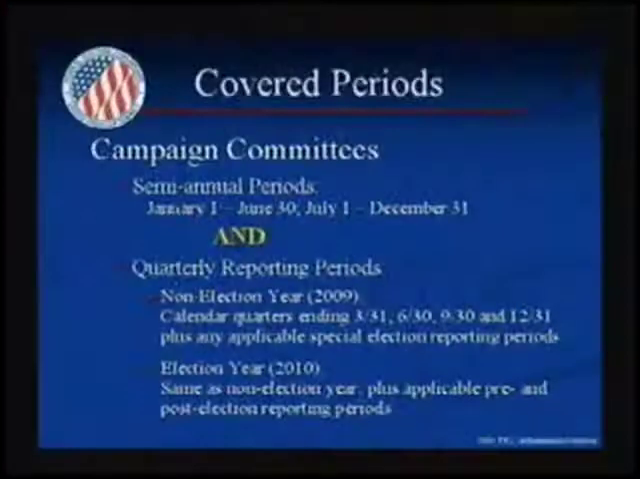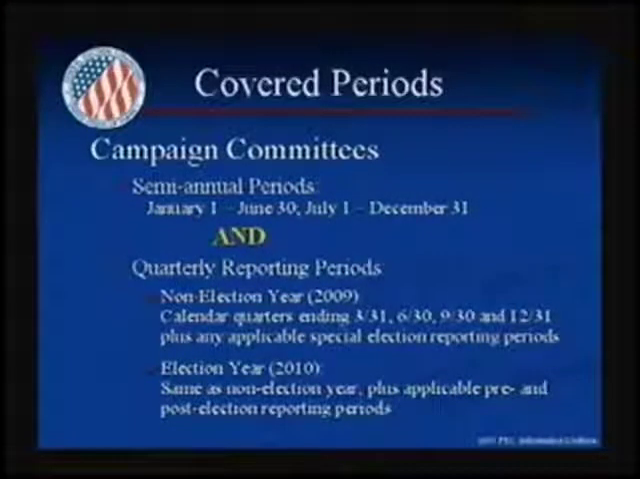Let's talk about campaign committees first. These are campaign committees that are filing on a quarterly basis. So their covered period would include the semi-annual periods, and those are just the 6-month periods, the January 1st through June 30th period, then the July 1st through December 31st. Okay, those are the 2 semi-annual periods. But the covered period for the Form 3L also covers the quarterly reporting periods.